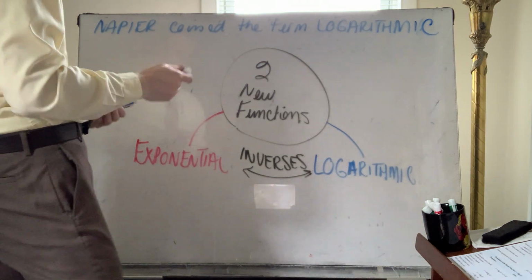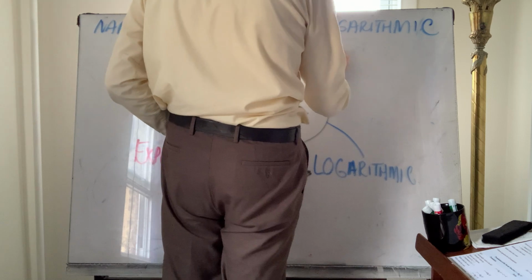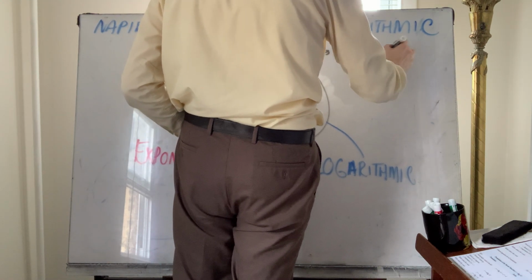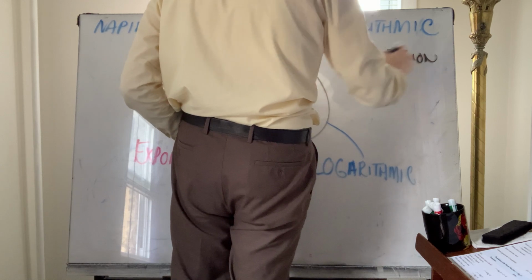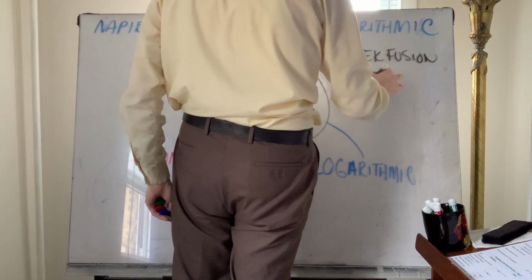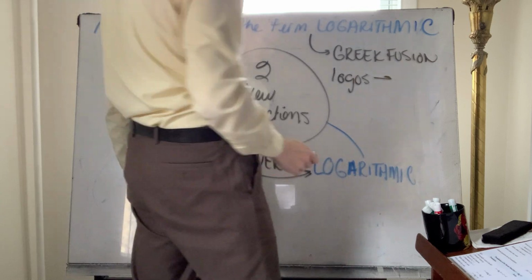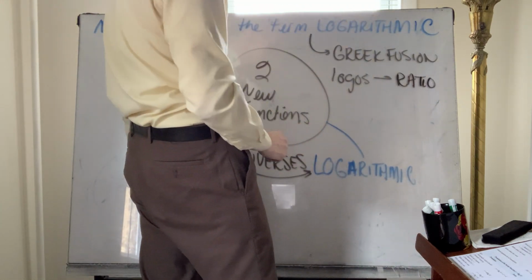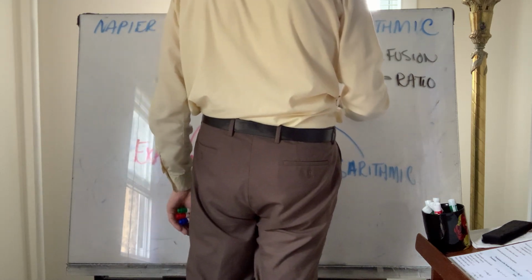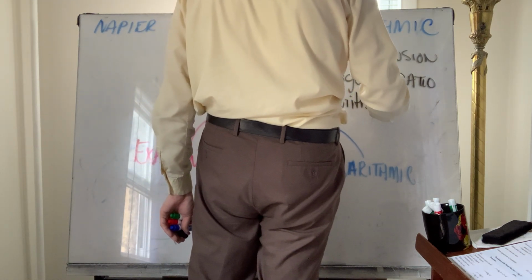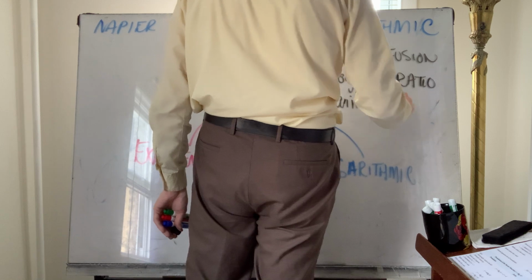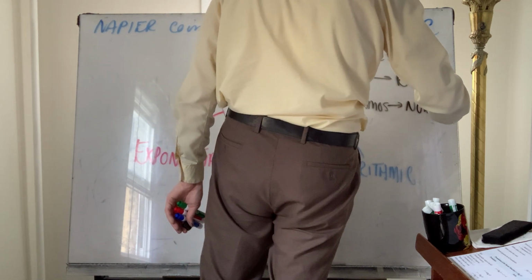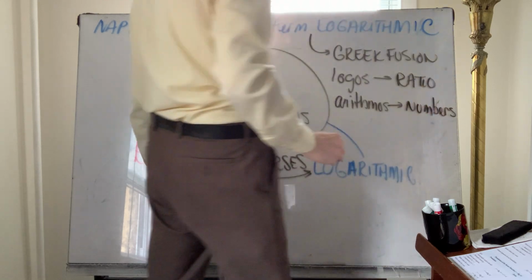It comes from Greek, actually. This is a Greek fusion of two words. Logos, which in this context is referring to a ratio, and arithmos, rather, which is numbers. All right, a ratio of numbers.